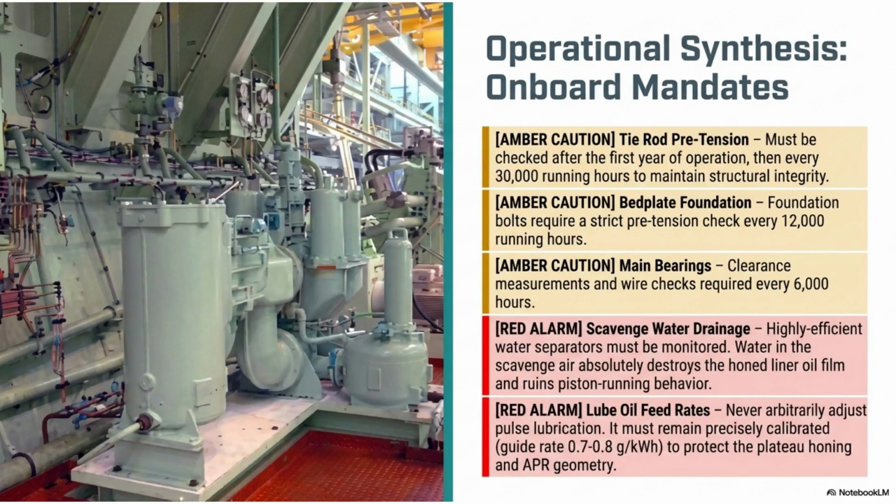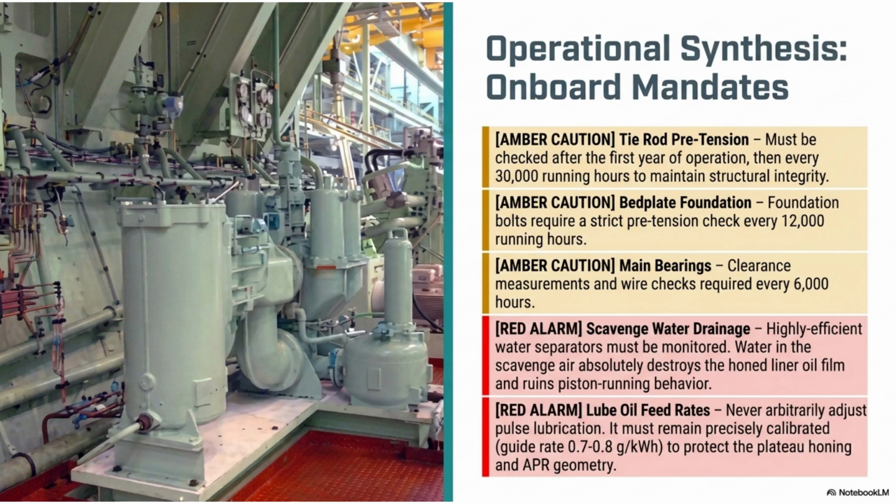Finally, we must synthesize this into onboard mandates for the operating engineer. Caution: regarding structural tension, tie rod pre-tension must be checked after the first year of operation and then strictly every 30,000 running hours. Bed plate foundation bolts require a pre-tension check every 12,000 hours. Main bearing clearances and wire checks are mandated every 6,000 hours.